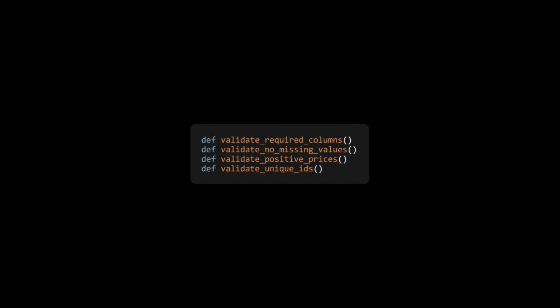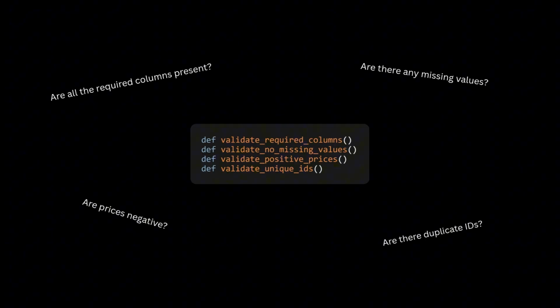So validating can be very simple things like checking if there are required columns, checking if there are missing values, checking if prices are negative, or if there are any duplicate IDs. And these simple checks can be very, very powerful in maintaining the data in your platform.